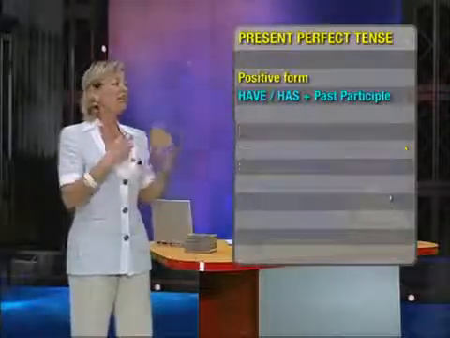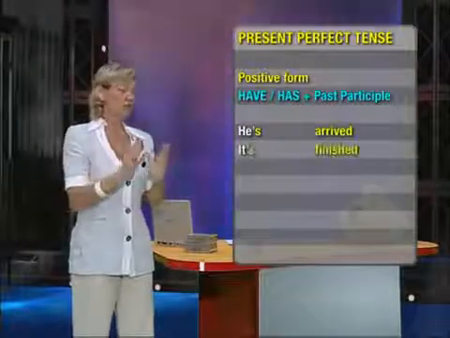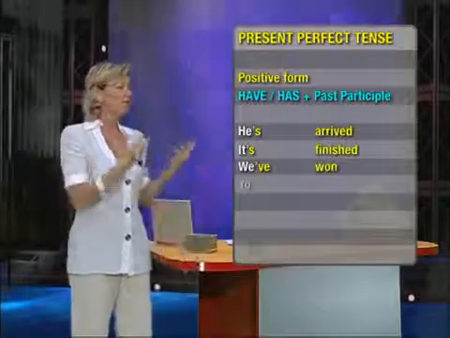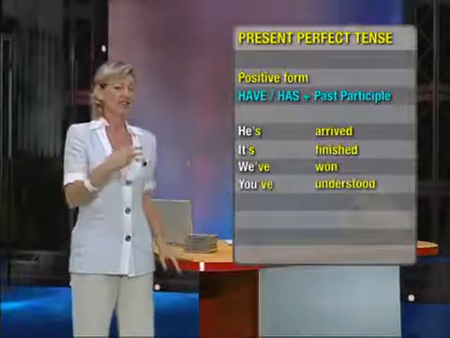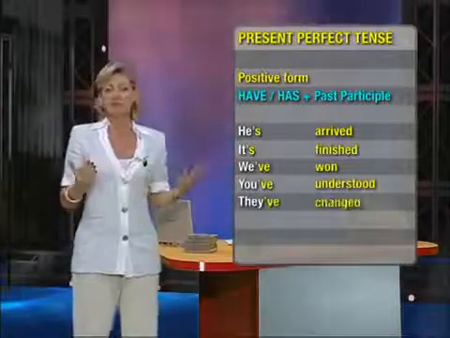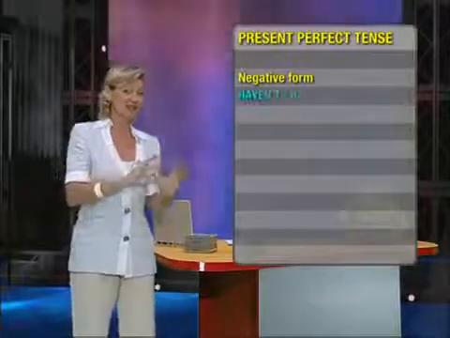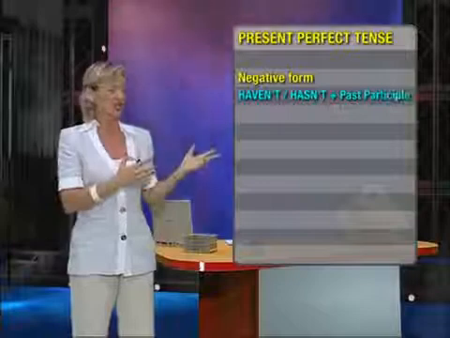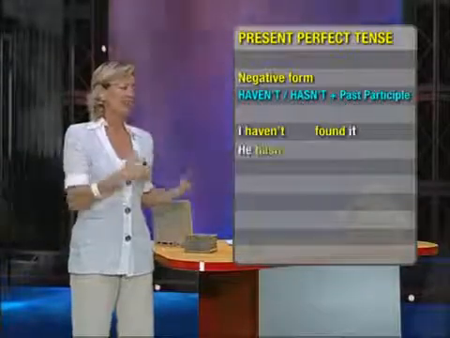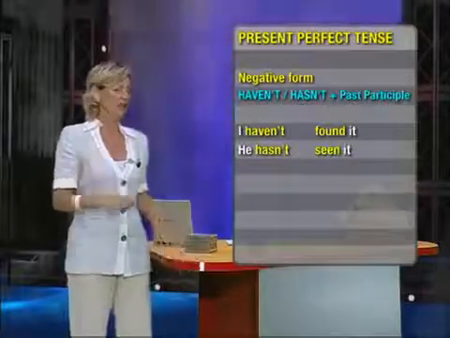Okay? He's arrived. It's finished. Contraction always. We've won. Win, won, won. You've understood. Understand, understood, understood. And they've changed. Negative form is easy. The auxiliary goes into the negative, haven't or hasn't. Look at the examples. I haven't found it. And he hasn't seen it. See, saw, seen, past participle, okay?